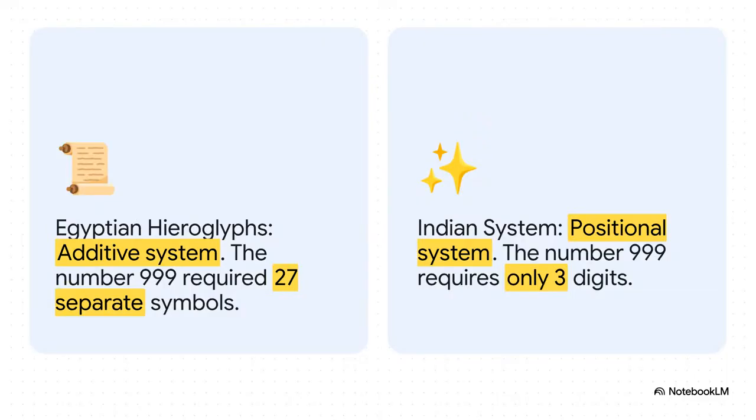Just look at this comparison. It's night and day. Take an older system like Egyptian hieroglyphs. To write the number 999, you needed 27 different symbols. 27. But the Indian system, it only needs 3. So what was the secret sauce? It was making the position of the number matter. A 9 here means 9, but put it a couple of spots over, and it suddenly means 900. That simple idea, that was the absolute game changer.